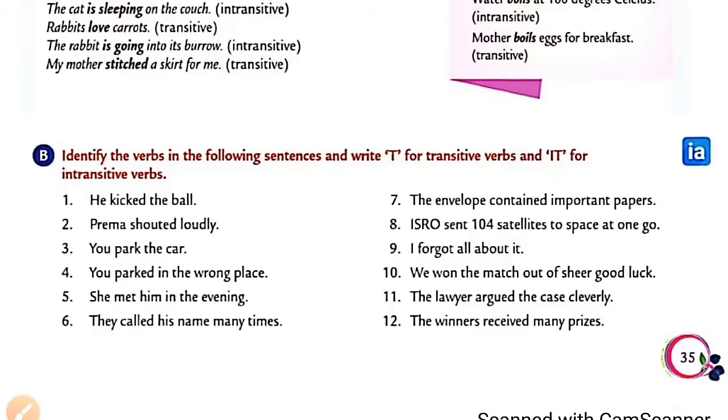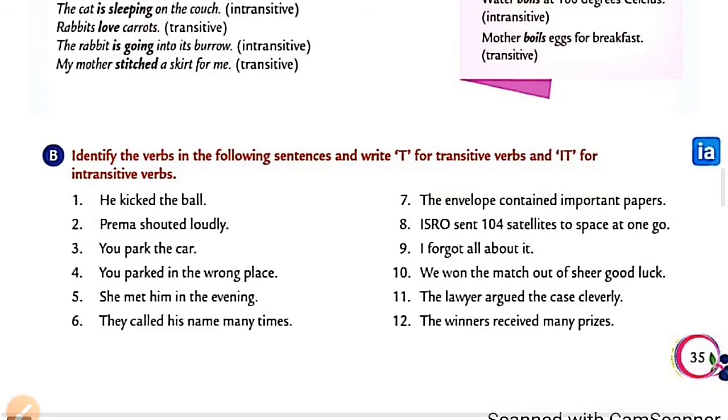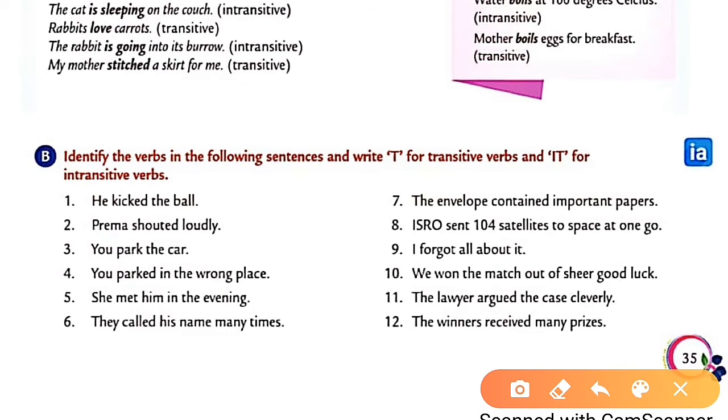Read the following sentences and write T for transitive and IT for intransitive verb. We have to identify the verb, as well as whether it is transitive or intransitive. First, "He kicked the ball." What is the verb? Kicked, right? After "kicked" is there any object? Yes, the ball, so it is a transitive verb. If there is an object, you write transitive.